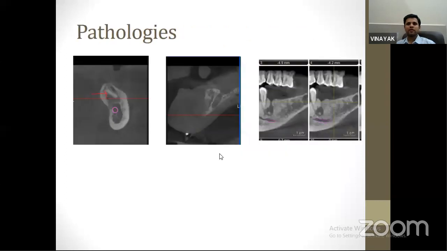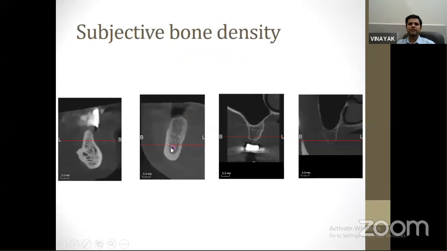Then we can see for the presence of pathologies. Like in this case there is a root piece, in this case the buccal cortex or the labial cortex is absent. So this is the bone which is present, the labial cortex is absent, this is the nasopalatine canal, this is the labial mucosa and nasal cavity. And in this case, there is infection with periapical radiolucency with the extraction socket. So all these pathologies can be studied.